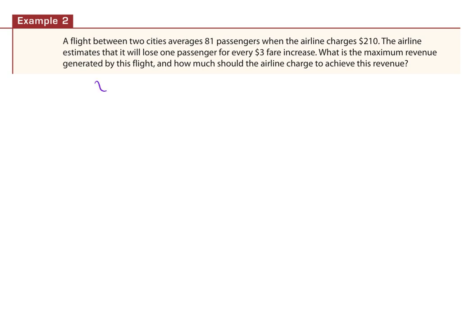So we are going to say that X is going to equal the number of $3 increases for every. When you see that for every, that's probably where your variable is going to be. All right. Now the price is going to start at 210. Right now it's $210. And we will add to it $3 for every increase, right? So if they increase it once, we're gonna add $3. If they increase it twice, we'd add $6, all right?